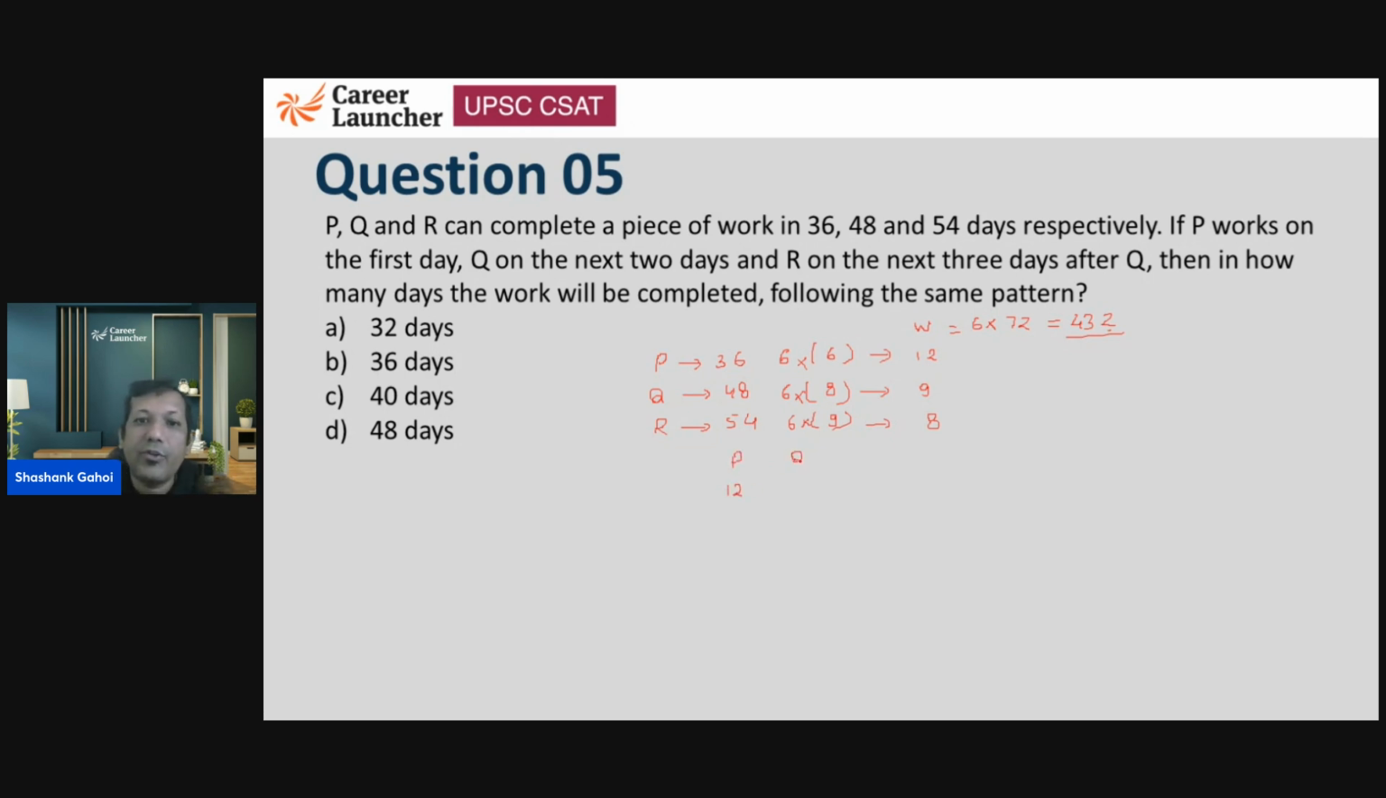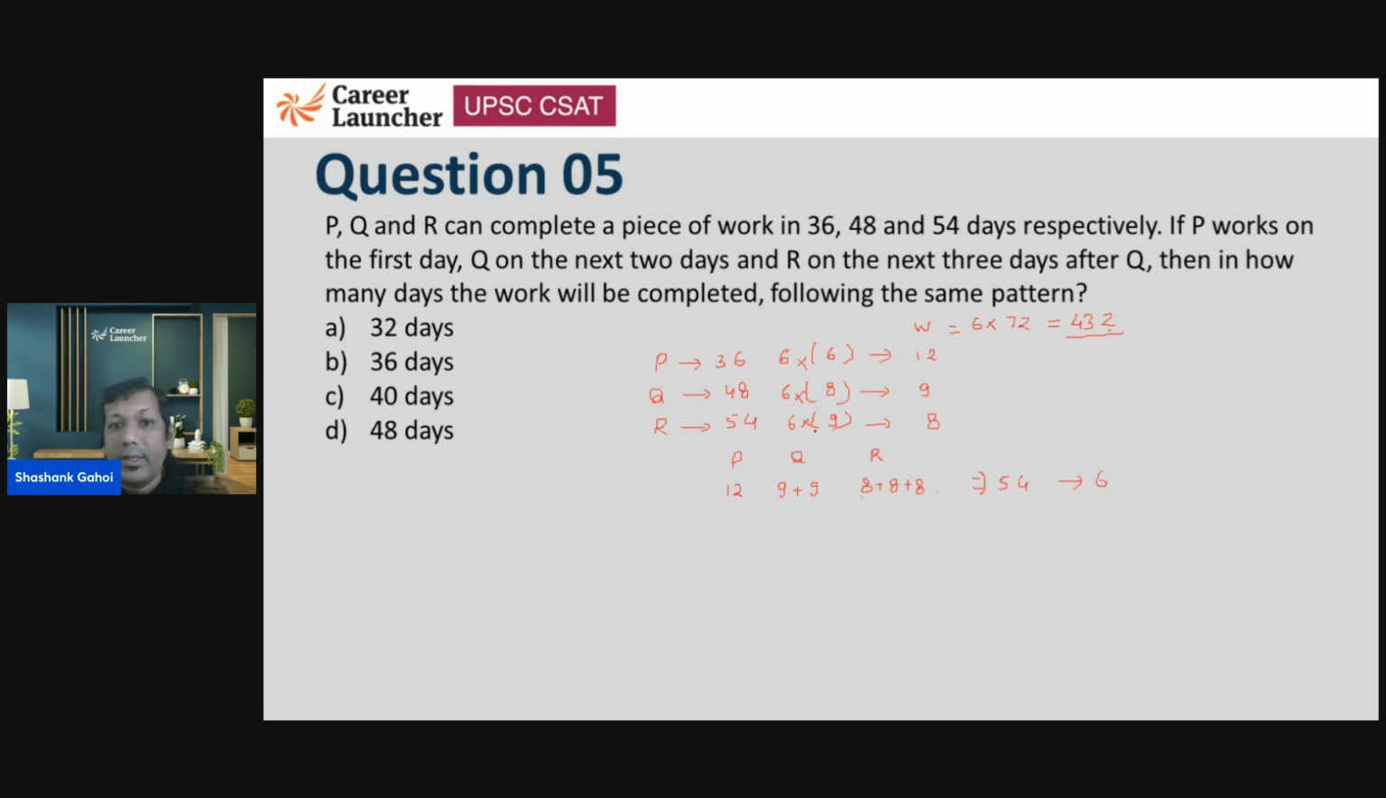Now Q is working for the next 2 days, so 9 plus 9. Now R is working for the next 3 days, that is 8 plus 8 plus 8. So basically we are talking about 6 days. In 6 days, how many units? That is going to be 12 plus 18 plus 24, which is 54 units. So 54 units of work is being done in 6 days.